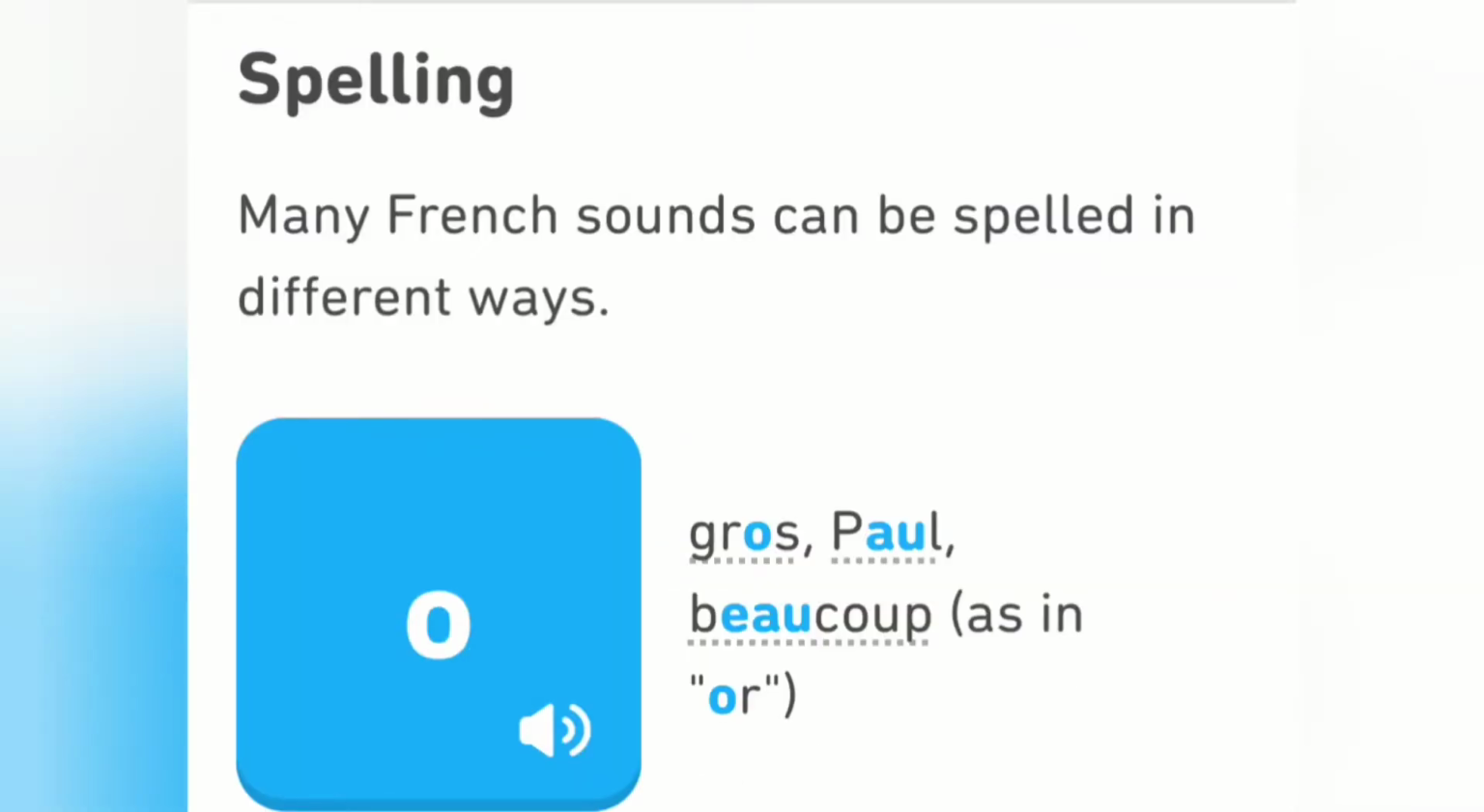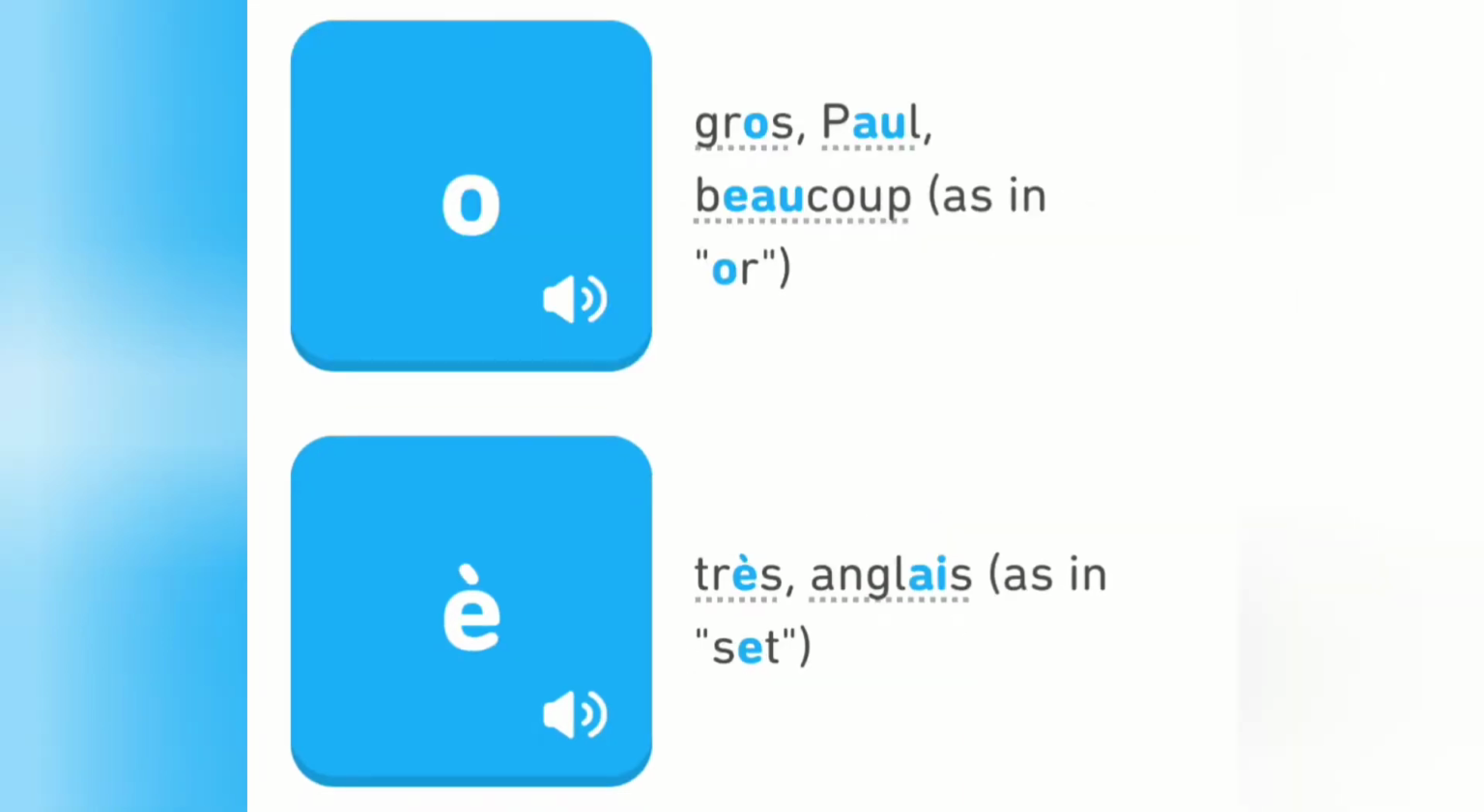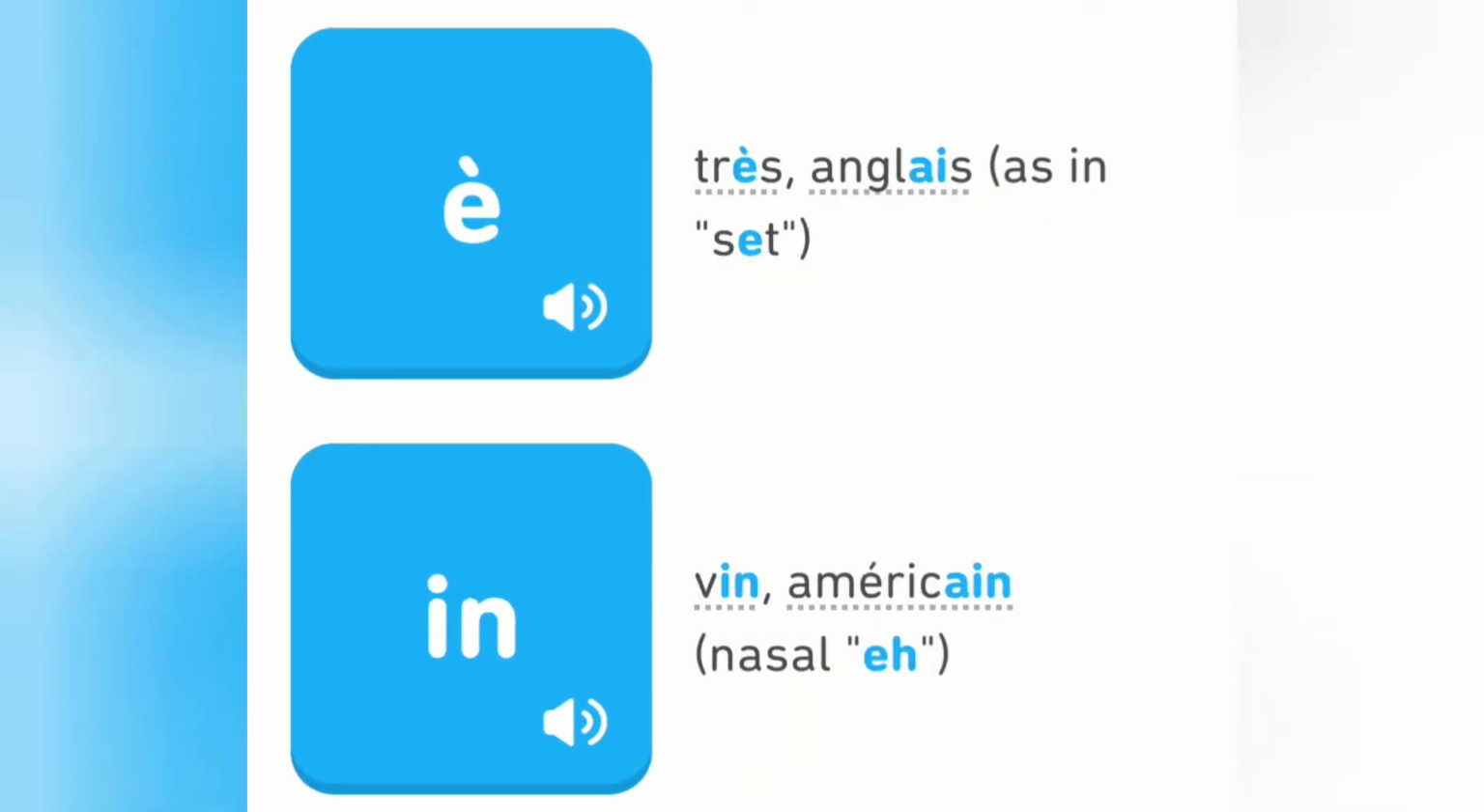And another thing, many French sounds can be spelled in different ways. O, as in or, can be chaud, pot, and beaucoup. While è, as in set, can be très and anglais. While in or e can be vie and Amérique.